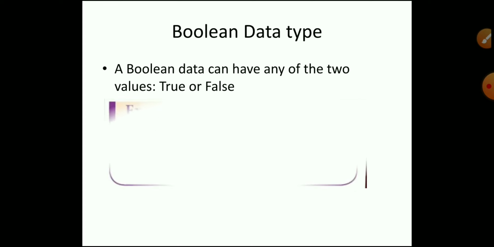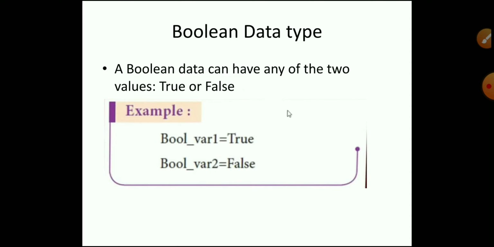Boolean data type. Okay, true or false. Already we discussed this one also. Boolean variable 1 true, Boolean variable 2 false. Boolean data type has only two values, true or false. We have to declare the two variables, a equal to true and b equal to false. Like that we have to declare. For our understanding I gave Boolean variable 1, Boolean variable 2. You can declare any variable name and give these two values to access your data.